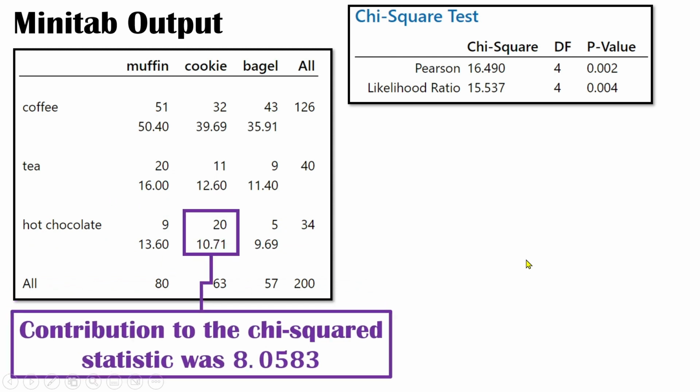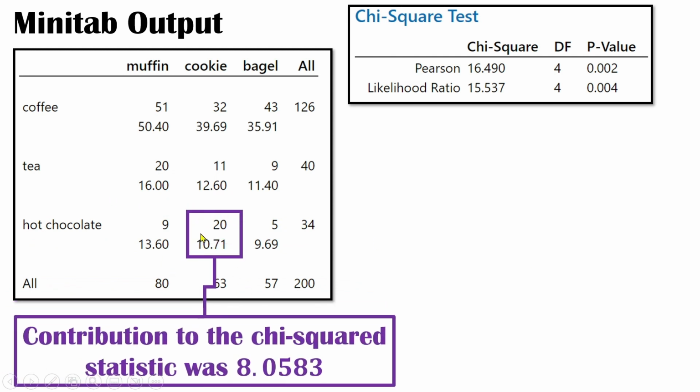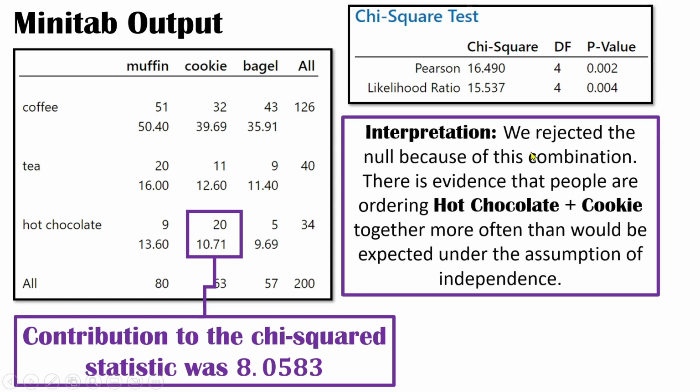And so again, I just want to emphasize that this particular observation, 20, versus what was expected under the null, this particular deviance made the biggest contribution to the chi-squared statistic. And so the way we can interpret that is we did reject the null mostly because this combination was so big. This deviance gave us such a big contribution to the chi-squared statistic. And so we can say there's evidence that people are ordering hot chocolate and cookie together more often than would be expected under the assumption of independence.